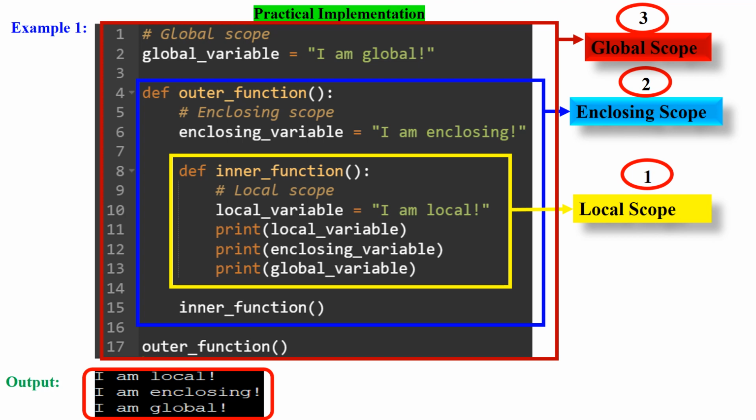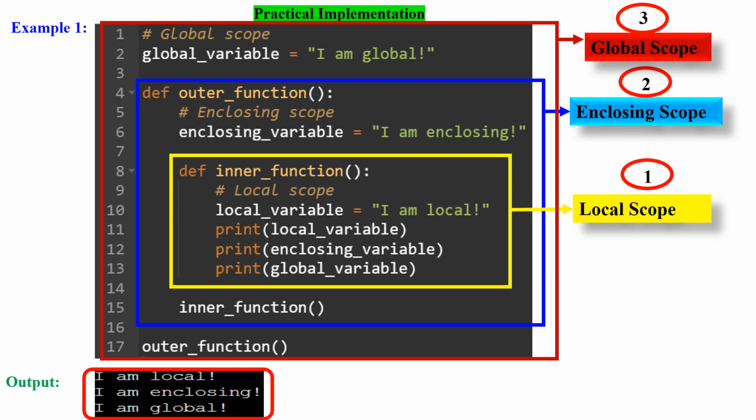In line 6, inside the outer_function, we define the enclosing_variable with the value "I am enclosing". This becomes part of the enclosing scope. In line 8, now, we encounter the inner_function call within the outer_function. So, we enter the inner_function.